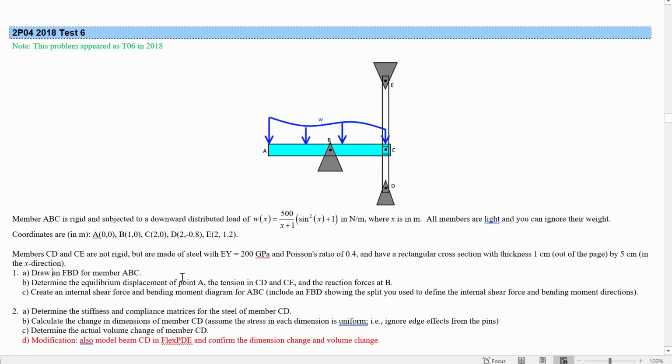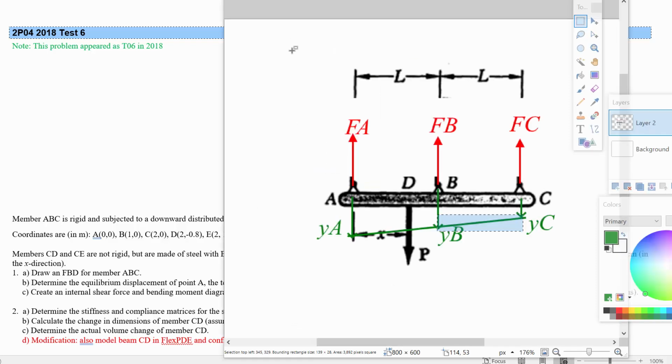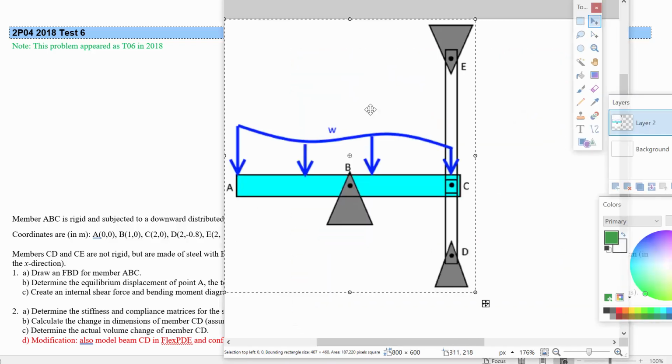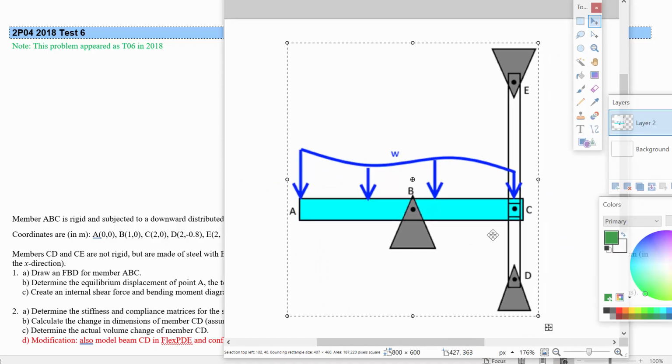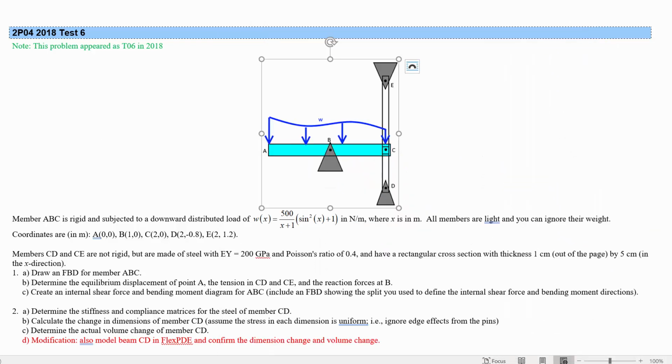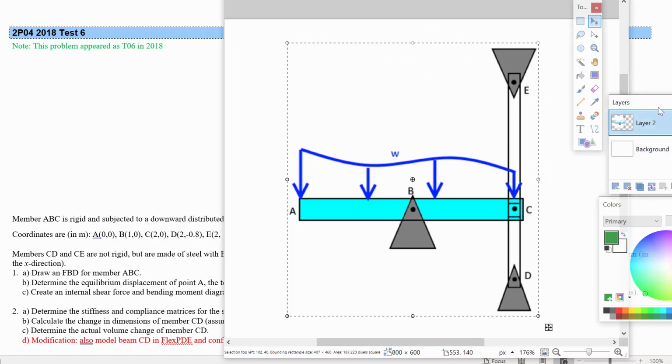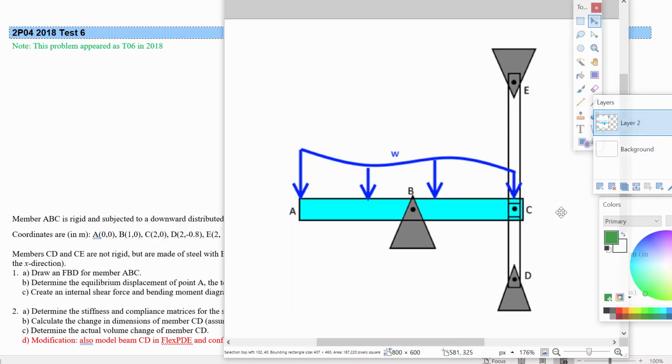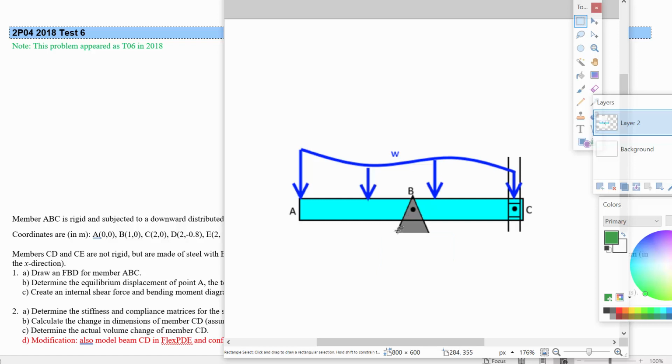So first thing, draw an FBD for member ABC. Even if we're not asked to do this, this is a good thing to do. It's going to help us to solve the problem. Okay, so we can make some space in our paint.net and copy in this thing. It's on a new layer here, so like layer 2, which is a little bit more convenient for being able to eliminate things that we don't need in this free body diagram, like the rest of point C or the rest of this support, just the main object that we're drawing here.